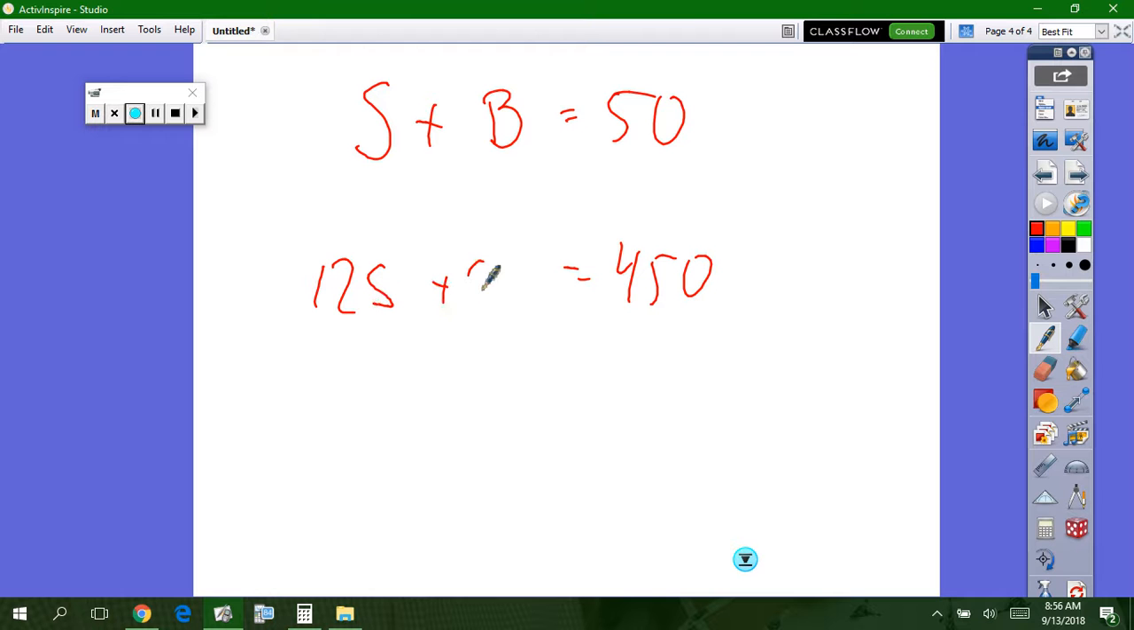Plus $8 for every Brazilian pound. Okay, and that makes sense. Who's going to have more in there? What should our answer realistically be? Should I have more Sumatra beans or more Brazilian beans?